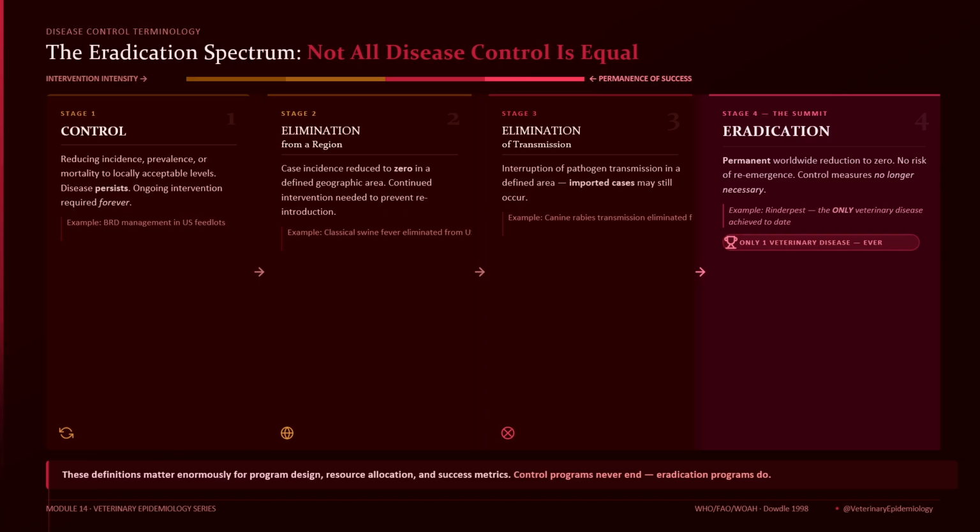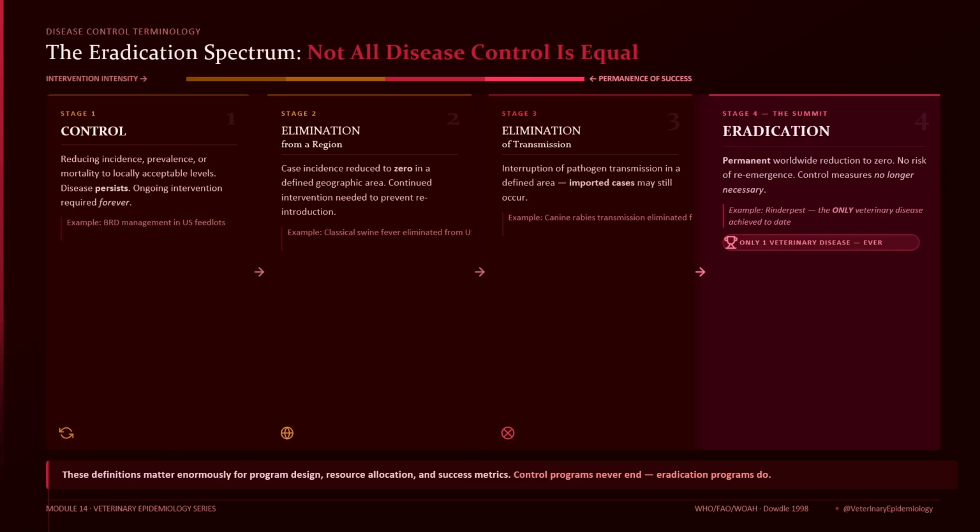Only one animal disease in history has achieved this. Rinderpest, declared eradicated in 2011. In human medicine, smallpox in 1980. There's one more term worth knowing, extermination, which applies to eliminating a species, not a disease. And that's a whole different ethical and ecological conversation.